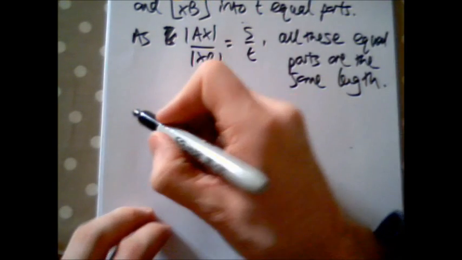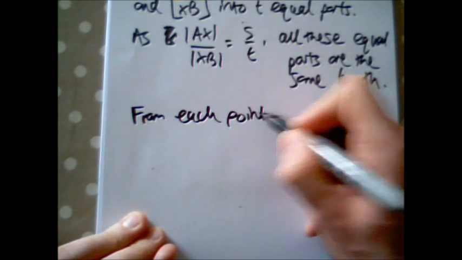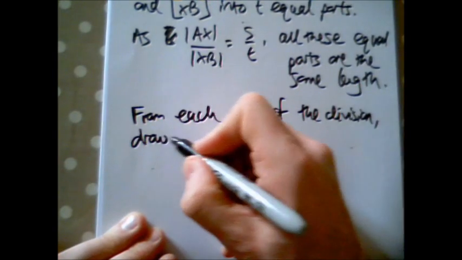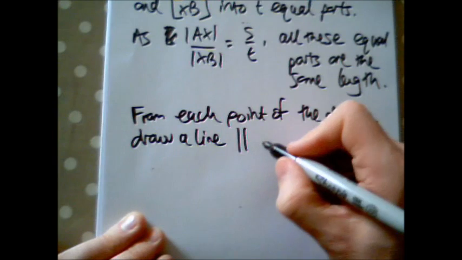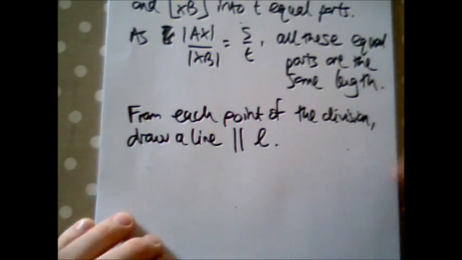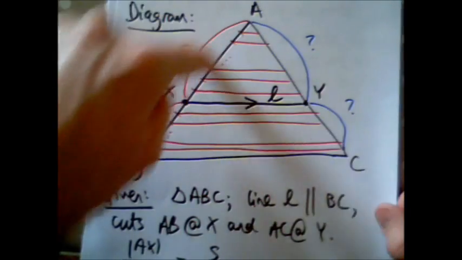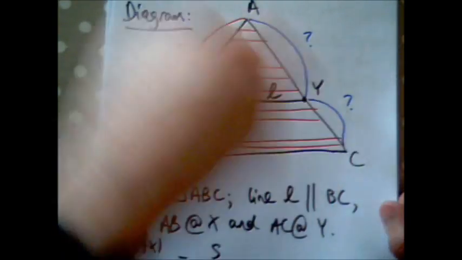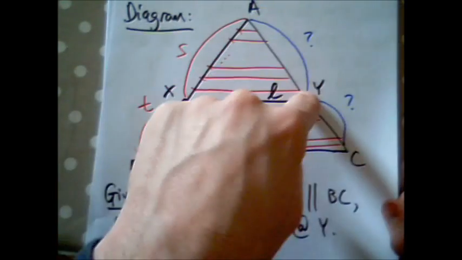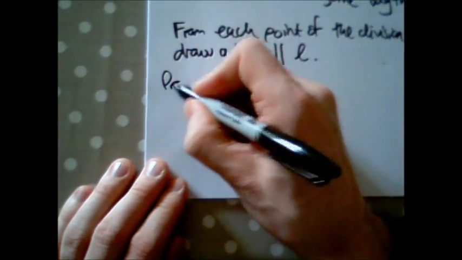We have the division done, and from each point of the division, draw a line parallel to the line L or parallel to the line BC, whichever you like. So that's the construction, and they're all these red lines here on the diagram. Okay, and now all of these bits are equal. That means that where they hit over here, all of those bits have to be equal. There's S of those bits here, there's T of those bits here, so therefore this divided by this is S over T.